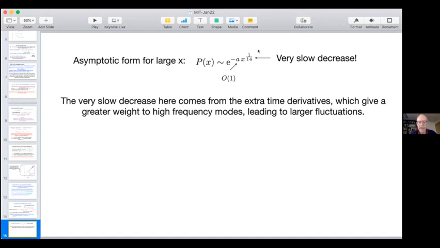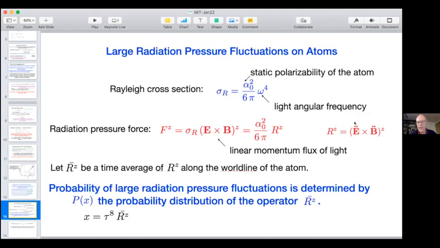So of course, large fluctuations are going to be much more probable than you might have guessed. And we can understand physically where this slow decrease comes from. It comes from the extra time derivatives, which give a much greater weight to high frequency modes. Because of these extra time derivatives, high frequency modes will contribute much more to the fluctuations of this operator than they would to the fluctuations of the momentum flux itself.